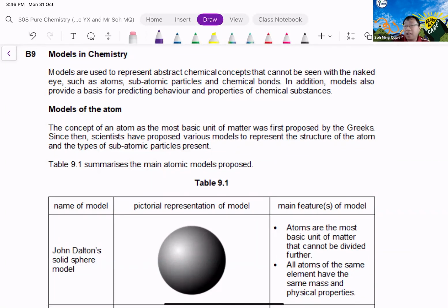Models allow you to predict behavior, properties. But the most important thing when you see a database is to read it quickly and see what's important. What's important is always chemical names, mathematical trends, and numbers. All right? So the concept of an atom is the most basic unit of matter. This is a mathematical trend, right? Atoms are the most basic. It's like the building block, okay?